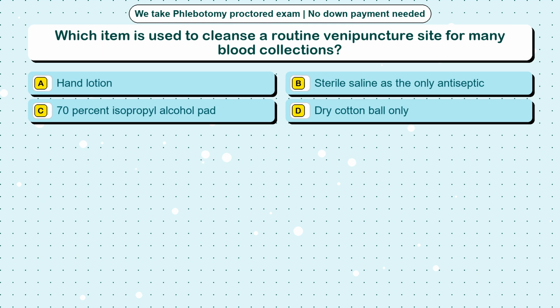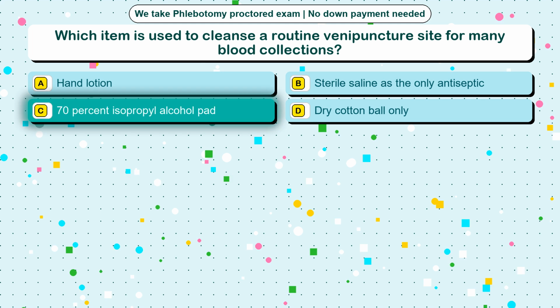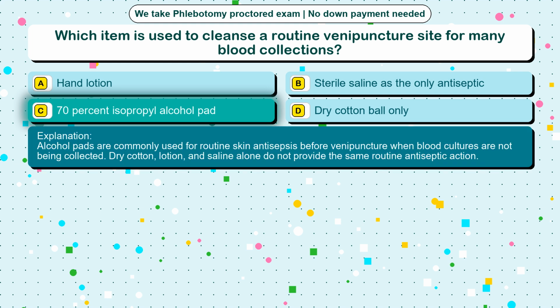Question 48. Which item is used to cleanse a routine venipuncture site for many blood collections? Option A, hand lotion. Option B, sterile saline as the only antiseptic. Option C, 70% isopropyl alcohol pad. Option D, dry cotton ball only. The correct answer is option C, 70% isopropyl alcohol pad. Alcohol pads are commonly used for routine skin antisepsis before venipuncture when blood cultures are not being collected. Dry cotton, lotion, and saline alone do not provide the same routine antiseptic action.